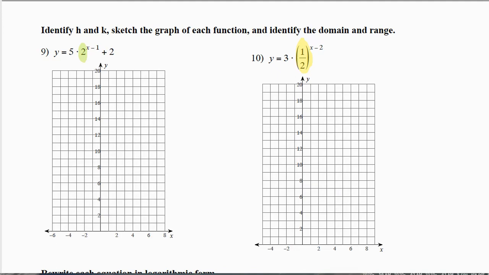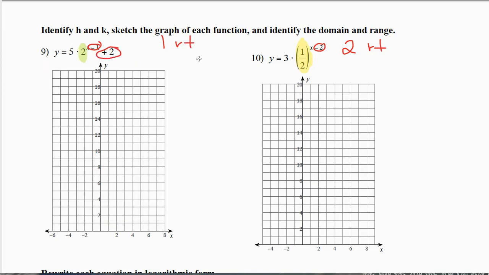Then, the number with the x shifts in the opposite direction. So a negative shifts to the right, a positive shifts to the left. So a negative is going to shift the graph that number of places to the right, or that number of places to the left. So this is going to shift it 2 places to the right. This one's going to shift it 1 place to the right.